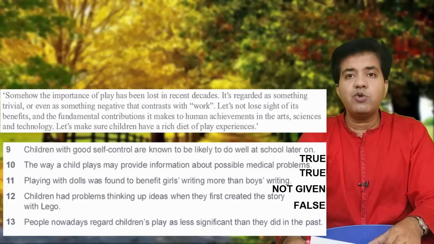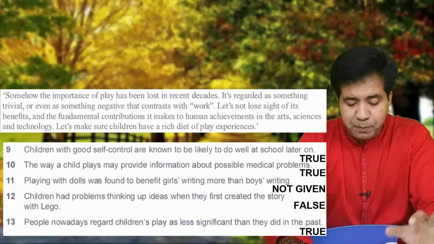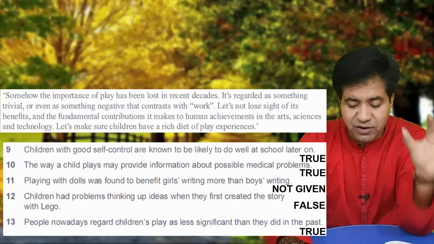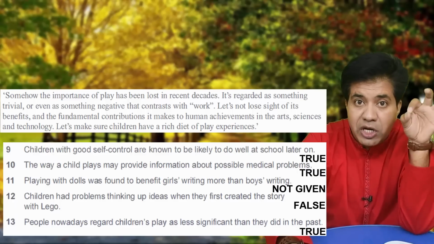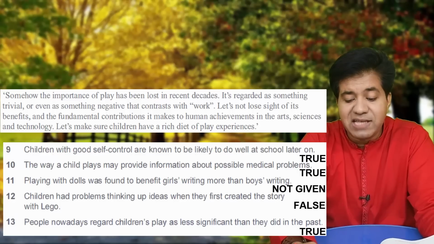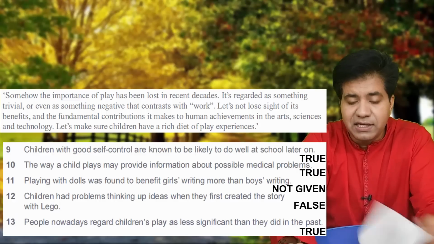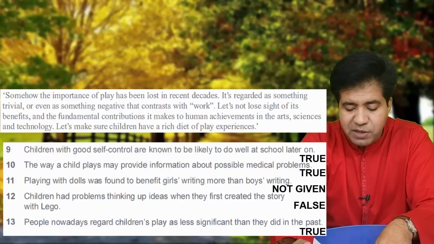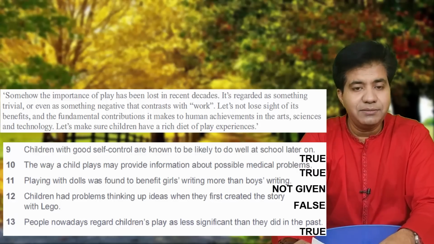So the answer to question number 13 is true, because they say somehow the importance of play has been lost in recent decades. That is the first thing, and second, it is regarded as something trivial. Now it is regarded as something trivial, and they say people nowadays regard children's play as less significant. Less significant means trivial, than they did in the past, and than they did in the past is somehow the importance of play has been lost in recent decades. Clear? Good job. Now you should practice true, false, not given following the same guidelines.